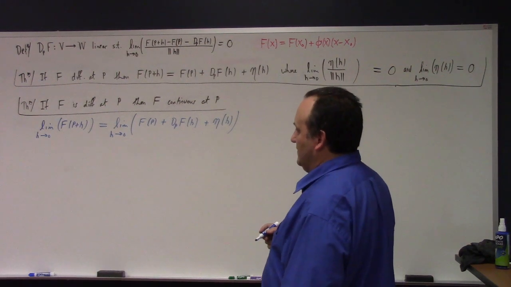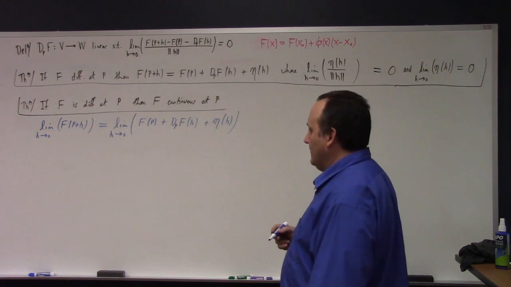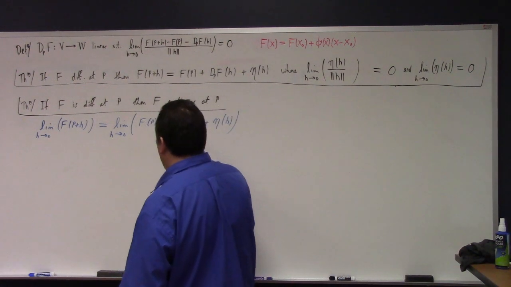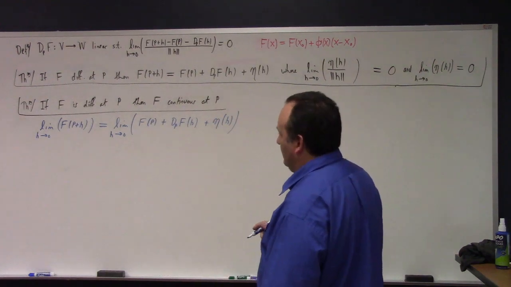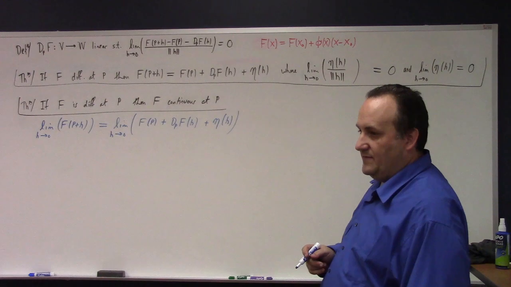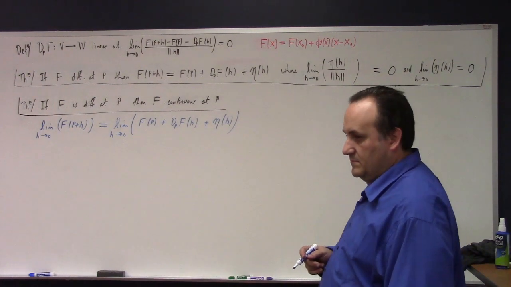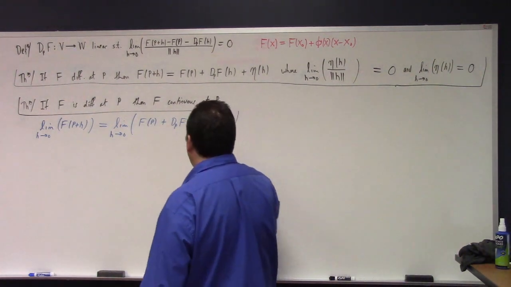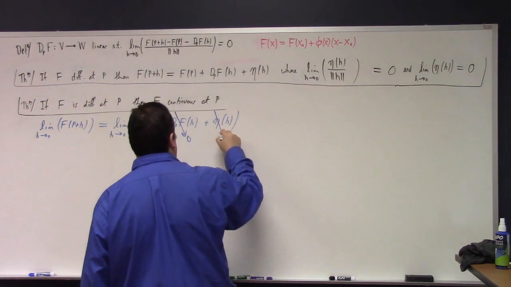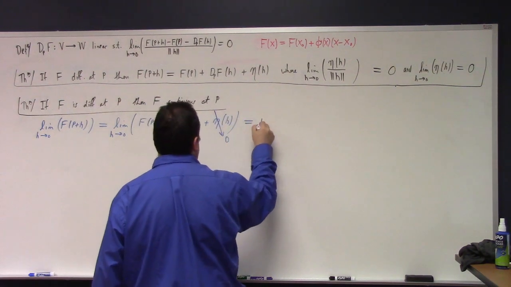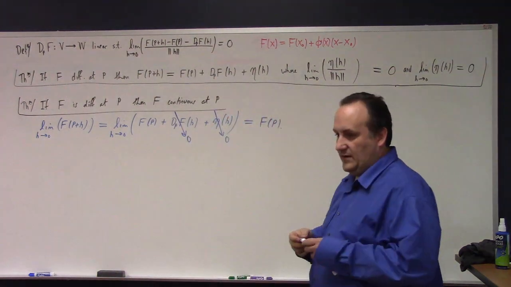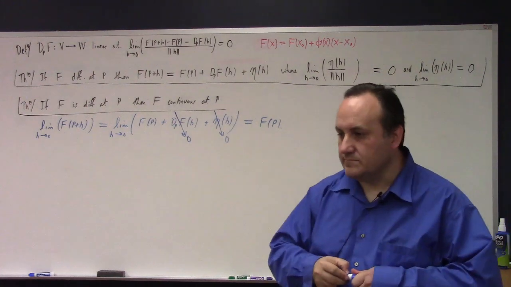And this reminds me I need to prove something. We'll prove it in just a minute here, but this is a linear transformation. And we can prove that a linear transformation is continuous at 0, and its value is 0. So this goes to 0 by a lemma I haven't proved yet. This goes to 0 by the theorem I have on the board, and you get f of p. Thus, Fréchet differentiable implies continuous.